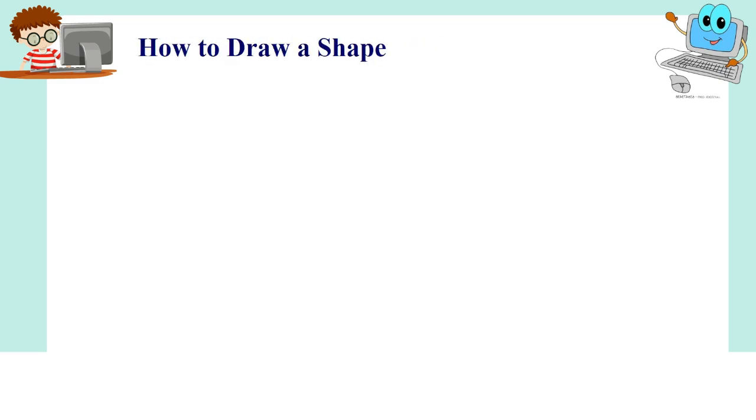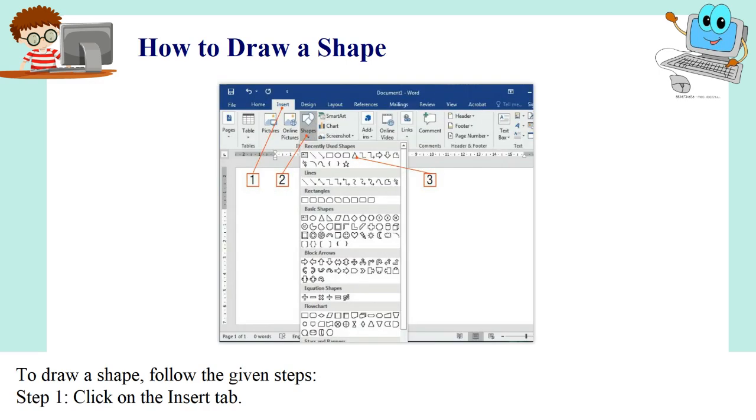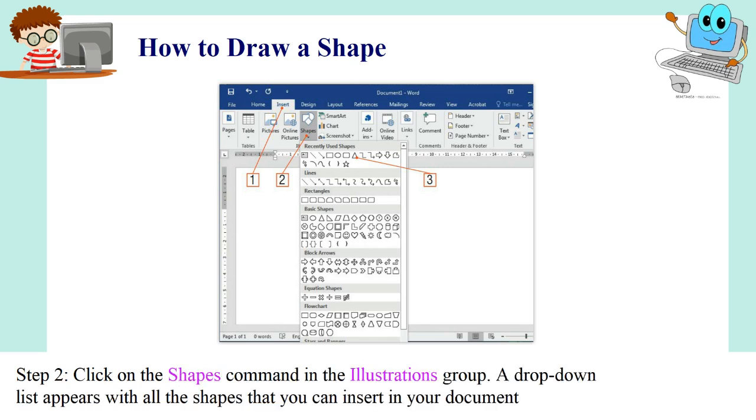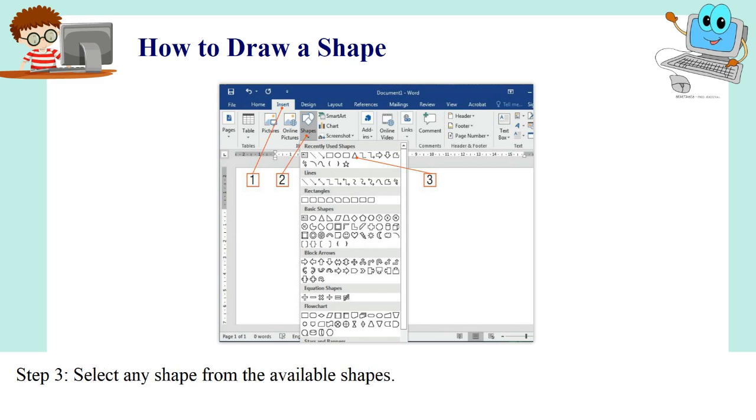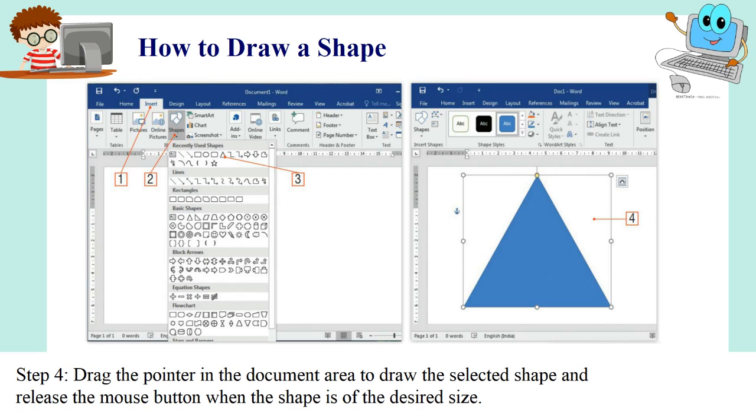How to draw a shape. To draw a shape, follow the given steps. Step 1. Click on the Insert tab. Step 2. Click on the Shapes command in the Illustrations group. A drop-down list appears with all the shapes that you can insert in your document. Step 3. Select any shape from the available shapes. Step 4. Drag the pointer in the document area to draw the selected shape and release the mouse button when the shape is of the desired size.